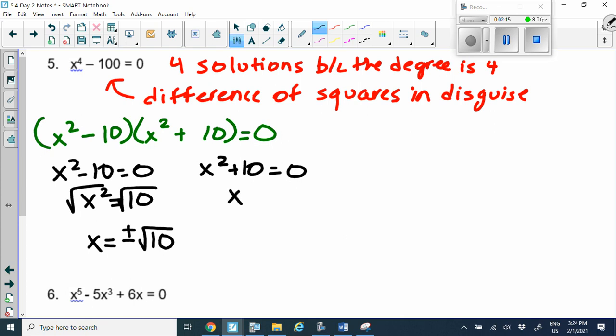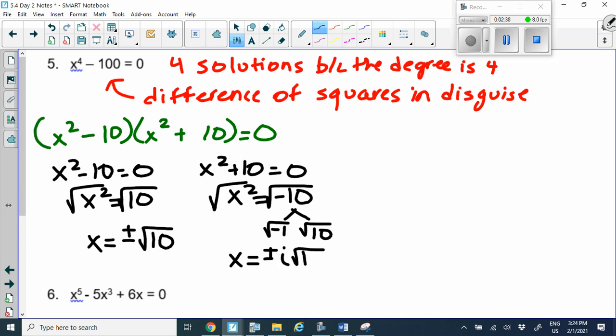The other one, I subtract 10 from both sides. Once again, I take the square root. We already know we can't simplify the 10, but now we have a negative. That represents square root of negative 1. So anytime we do the square root of negative 1, remember that means we're going to have i as our answer, or an imaginary solution. So I have plus minus i square root of 10.